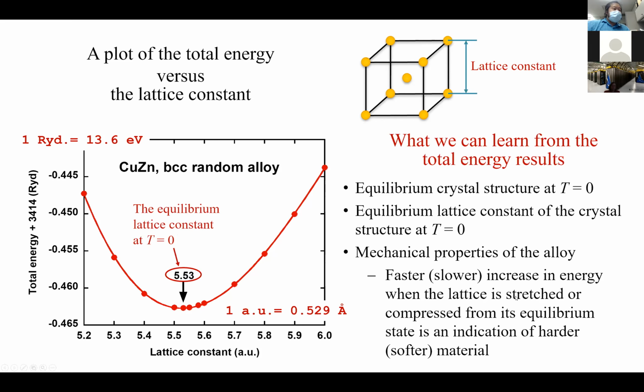As for the mechanical property of the alloy, the energy versus the lattice constant shows you whether the material is hard or soft. If you find the energy increases quickly, it means it's a hard material. Otherwise, it will be a soft material. So basically, it can give you some information about the mechanical properties of this.